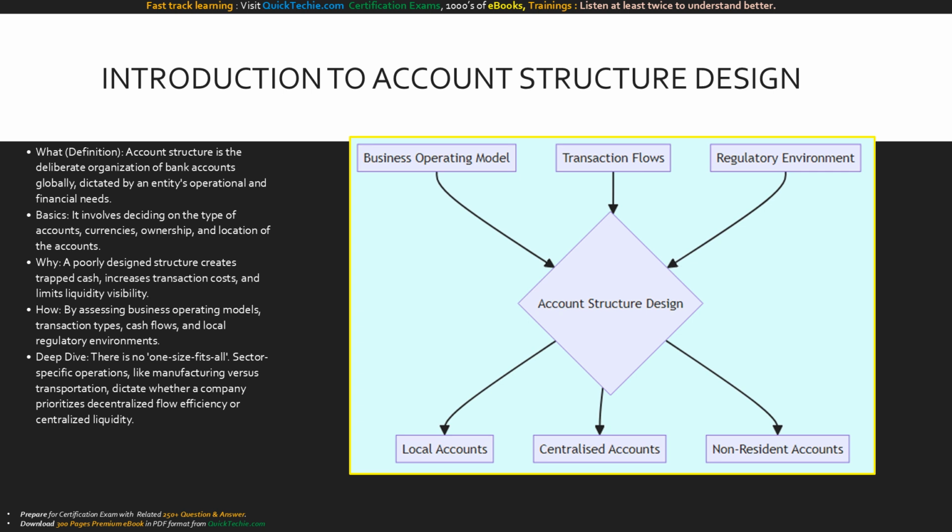It is the deliberate, architectural organization of your bank accounts globally. The basics involve making critical decisions about account locations, currencies, and ownership. Why is this so important? Because a flawed structure silently drains enterprise value. It creates trapped cash, balloons your transaction fees, and completely blinds your liquidity visibility.